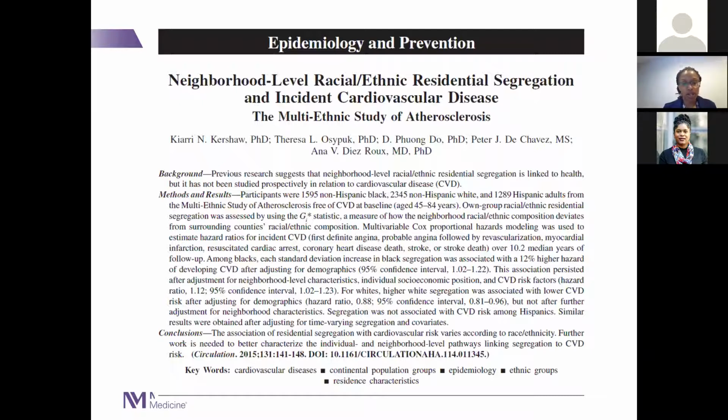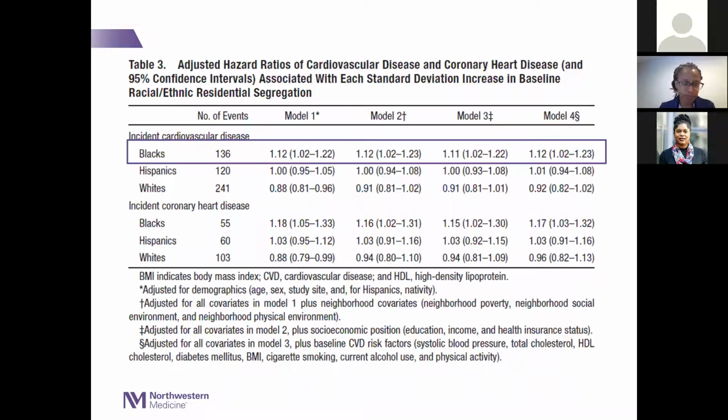We wanted to look at whether people living in more segregated neighborhoods were more likely to develop cardiovascular disease. Here we used own group segregation, so we stratified the participants by race and looked at a race-specific segregation measure. What we found was that Black individuals living in more segregated neighborhoods were about 12% more likely to develop cardiovascular disease over the follow-up period. We saw no difference among Hispanic participants, and in white participants, we saw an inverse association that seemed to be explained, at least in part, by neighborhood poverty. So maybe more of a socioeconomic explanation than racial segregation driving that association.